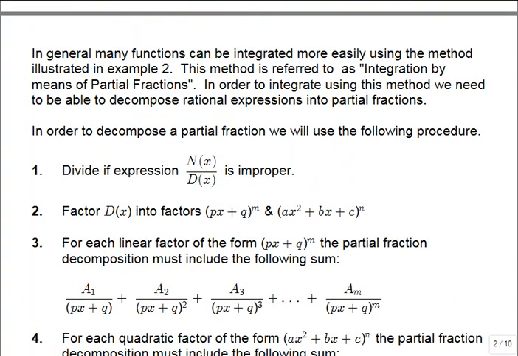So in general, many functions can be integrated more easily using this method that we just talked about. This method is called integration by means of partial fractions, or sometimes we just call it partial fractions. In order to integrate using this method, we need to be able to decompose rational expressions into their partial fractions. How do you do that?